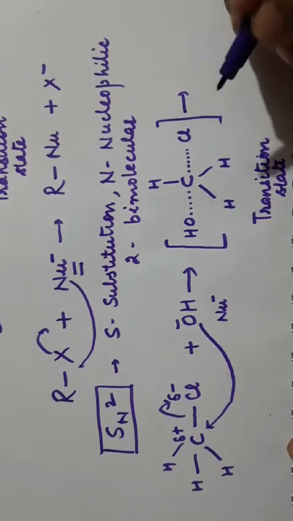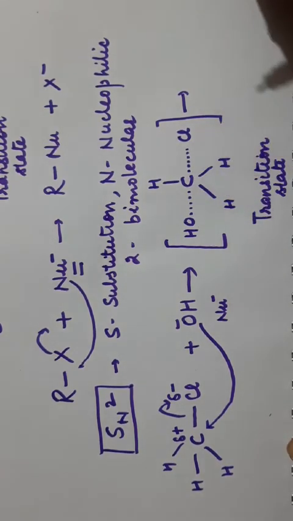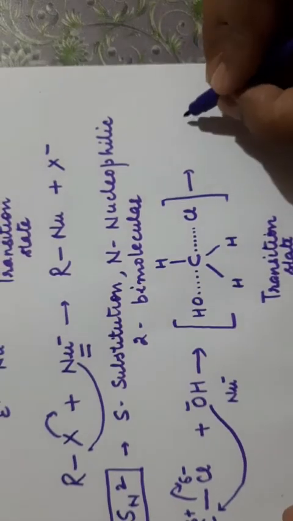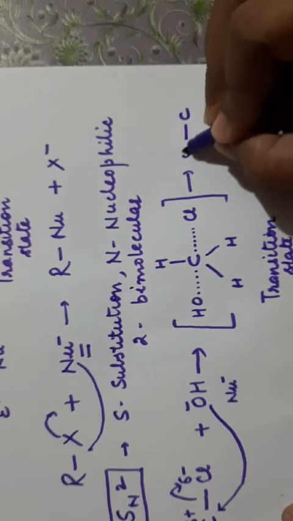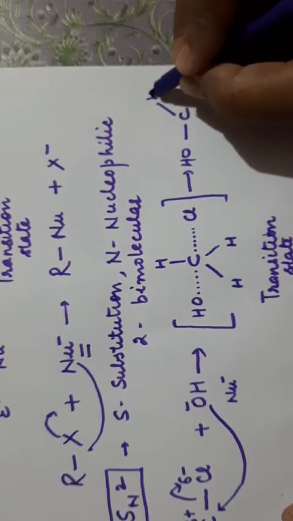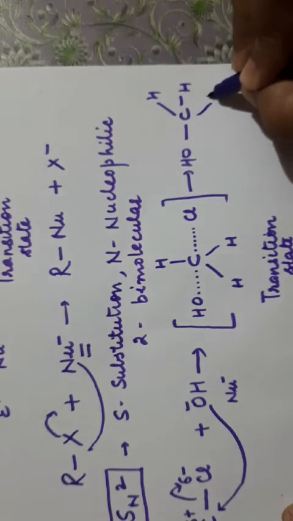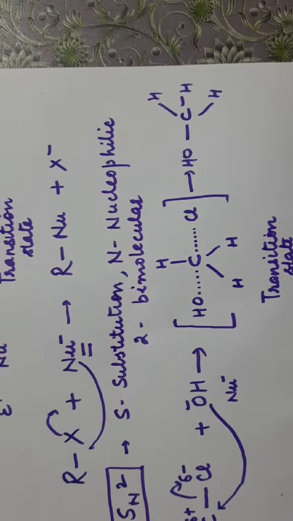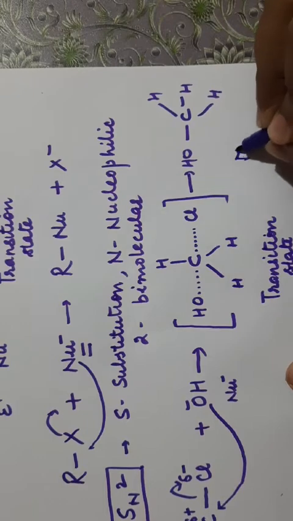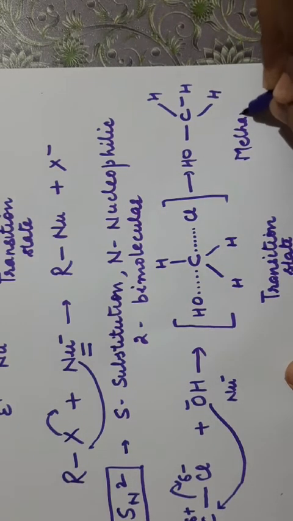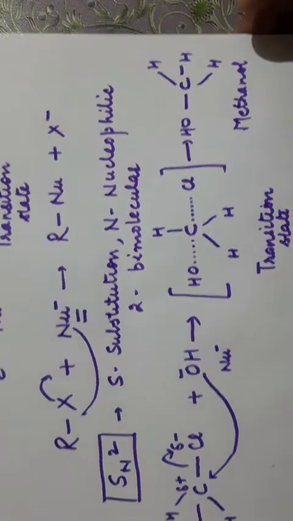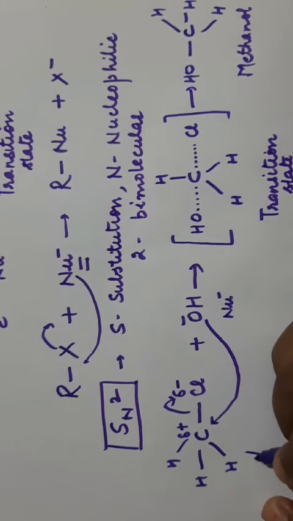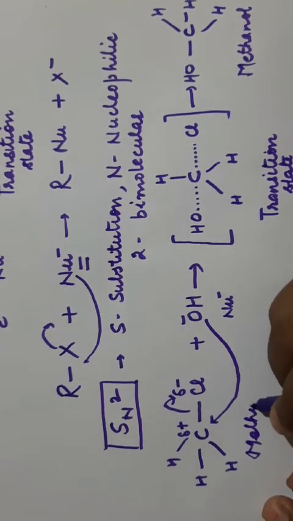It is finally converted into the product. Cl will completely leave and the C-OH bond will completely form. So what you will get is C-OH and 3 hydrogens on this carbon. So this is the product form. You will get methanol at the end, starting from methyl chloride. This is methyl chloride.